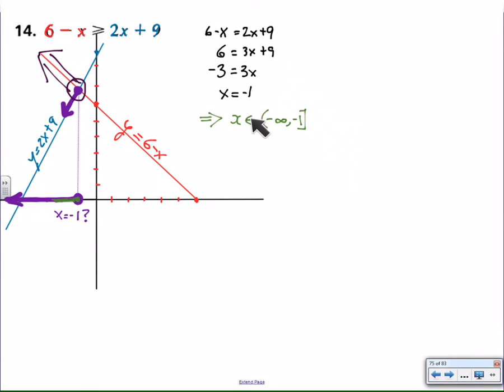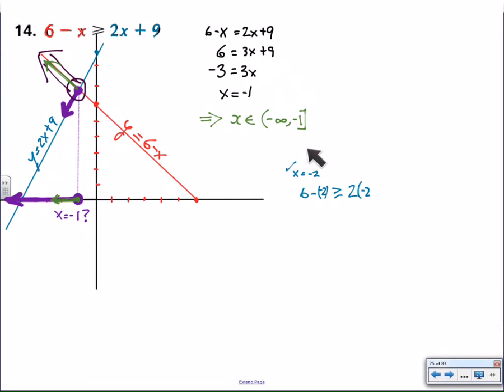In interval notation, the way we write it is x is an element of, that means can be any number from, -infinity, not included, all the way up to and including -1. So remember the square bracket says include -1. So this is just a fancy pants way of saying x is less than or equal to -1.